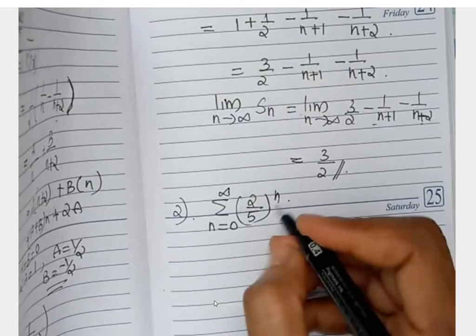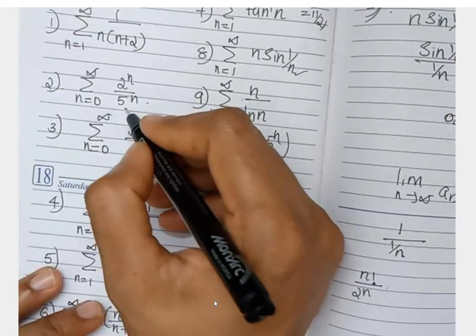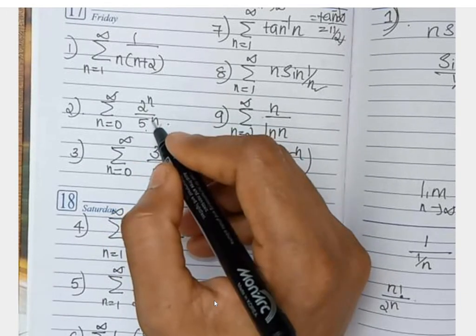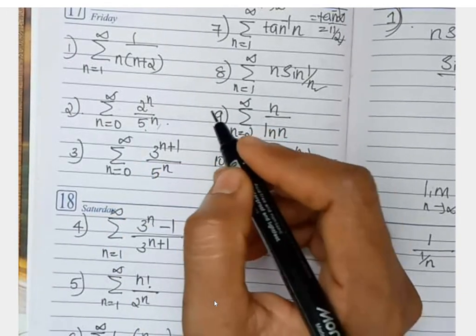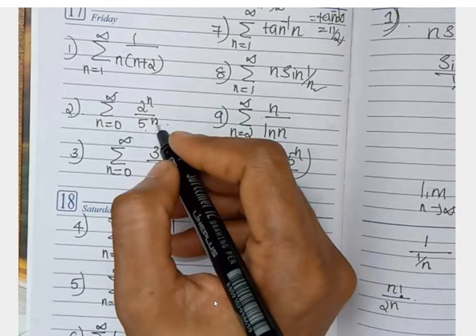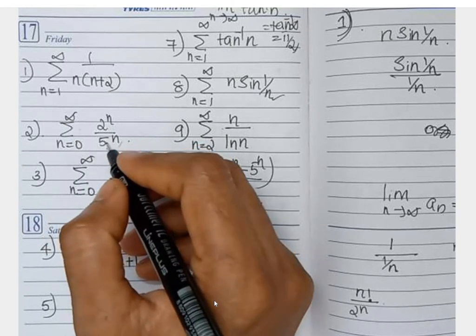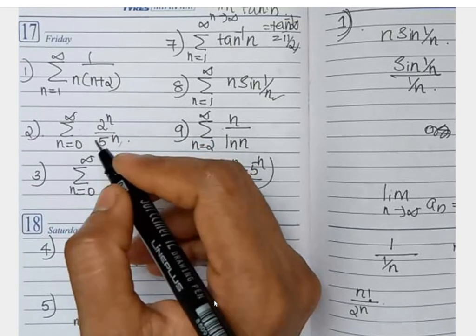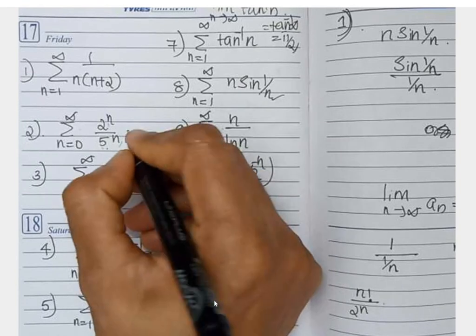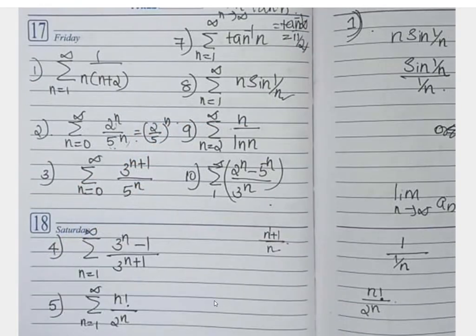Actually, this is 2 raised to n by 5 raised to n, right? I will give some notes, otherwise it will take more time. I will give just a hint for doing this, so you have to do this perfectly. This 2 by 5 can be written as 2 by 5 whole raised to n.